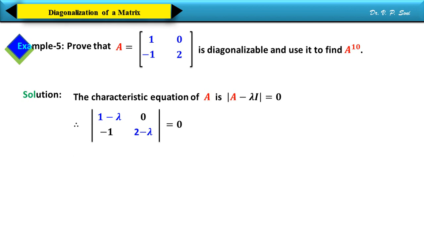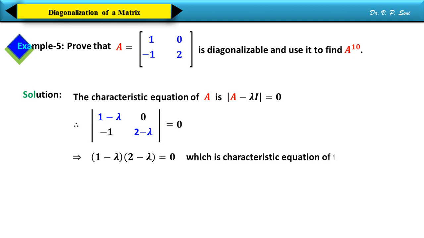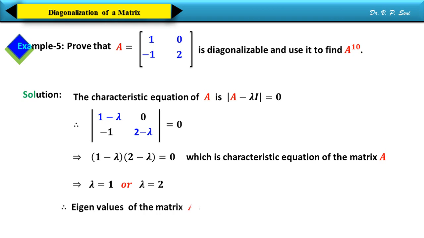Then we get (1 − λ)(2 − λ) = 0, which is the characteristic equation of the matrix A. This implies λ = 1 or λ = 2. Therefore, the eigenvalues of the matrix A are 1 and 2.